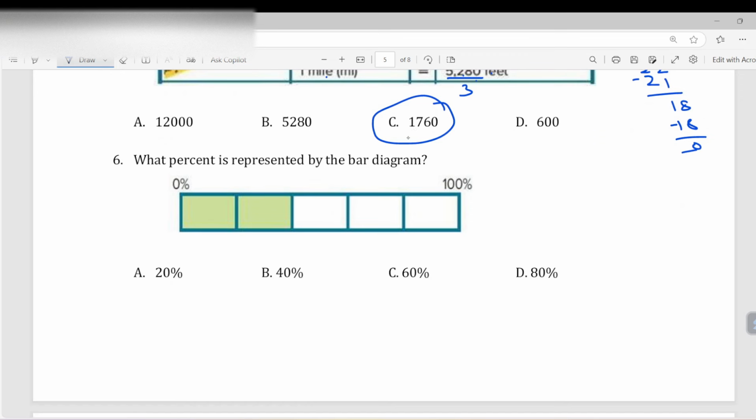What does this represent? You see how many? 1, 2, 3, 4, 5. Each is 20. 20 plus 20 is 40, 40 plus 20 is 60, 80, 100. Where are you interested? You are interested in this shaded part, 20 plus 20. What percentage is represented? 20 plus 20 is 40%. That's it.